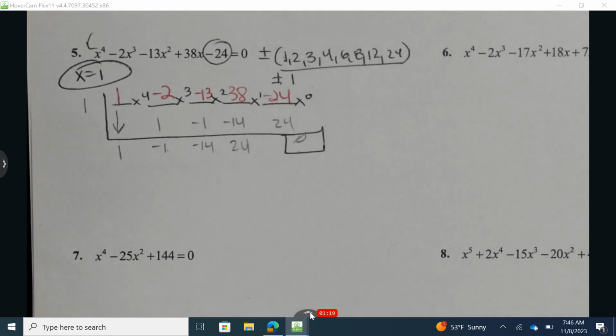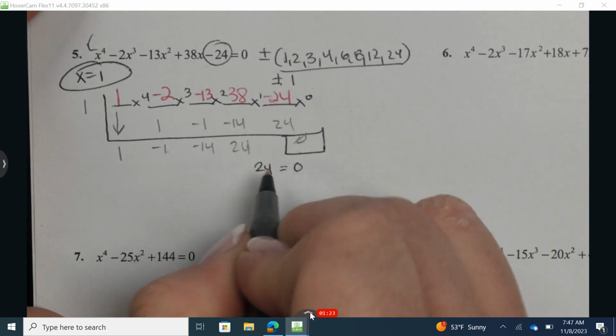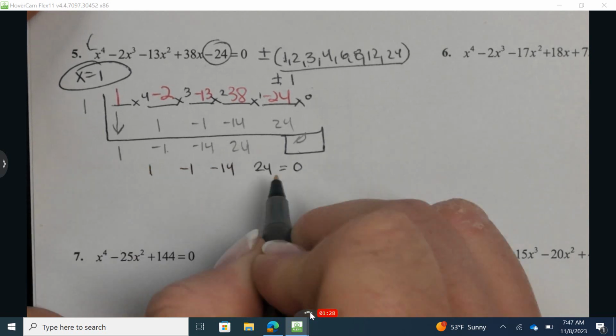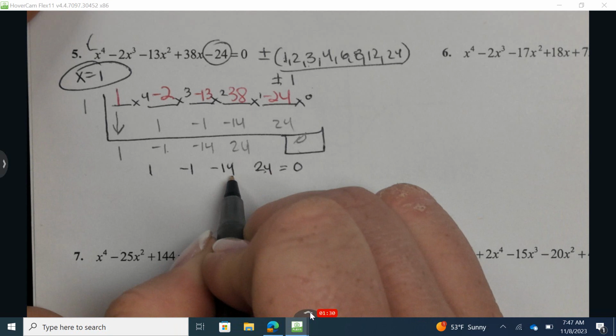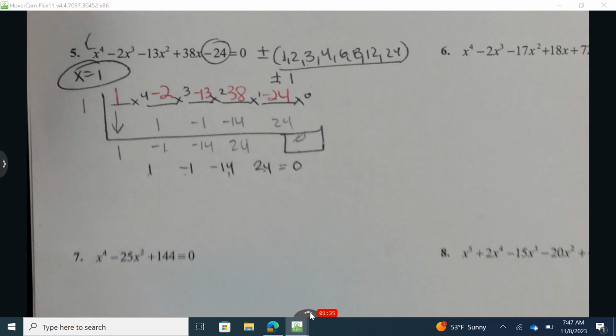What do I do with the remaining parts? I'm going to write an equation: 0 equals 24, negative 14, negative 1, and 1. So this would have no x's, and this would have 1x, 2x, and 3x.